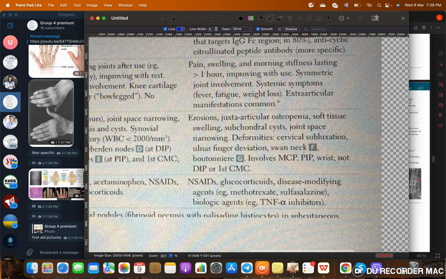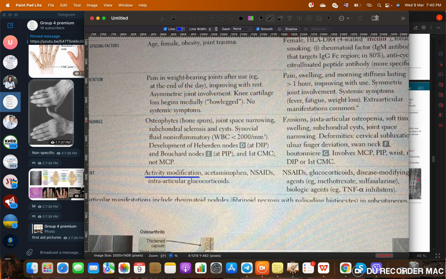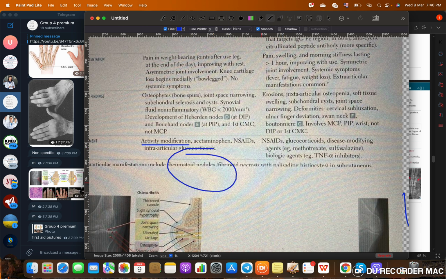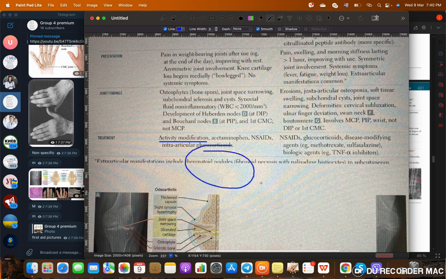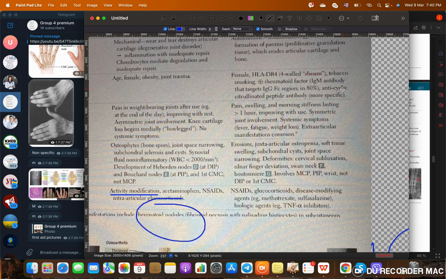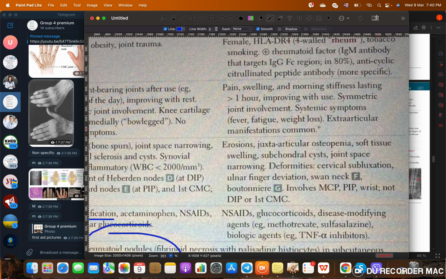Pain, swelling, and morning stiffness lasting for more than an hour. So yeah, it's worse in the morning, improving with use, in contrast with osteoarthritis, which gets worse with use. Symmetric joint involvement will happen, and systemic symptoms like fever, fatigue, and weight loss will be present. Extra-articular manifestations are common, such as rheumatoid nodules, located under the skin. They can be extra-articular, which means not involving the joint.